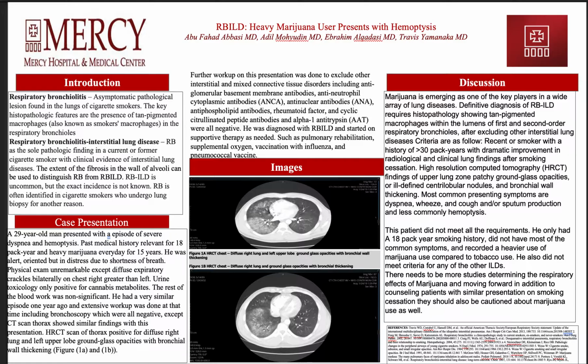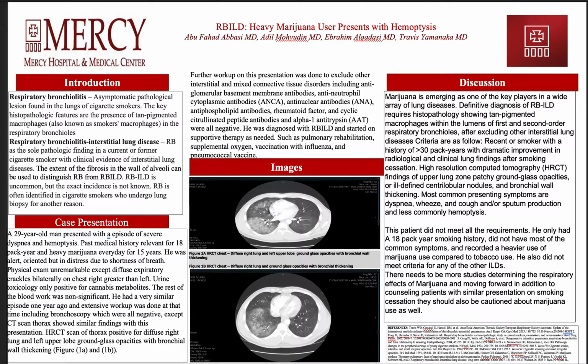Our patient was a 29-year-old man who presented with an episode of severe hemoptysis and dyspnea. The patient's past medical history was relevant for only an 18 pack year history of smoking. However, he had heavy marijuana use, 3 to 4 times a day for the past 15 years. On presentation, the patient was alert and oriented, in mild distress due to shortness of breath.